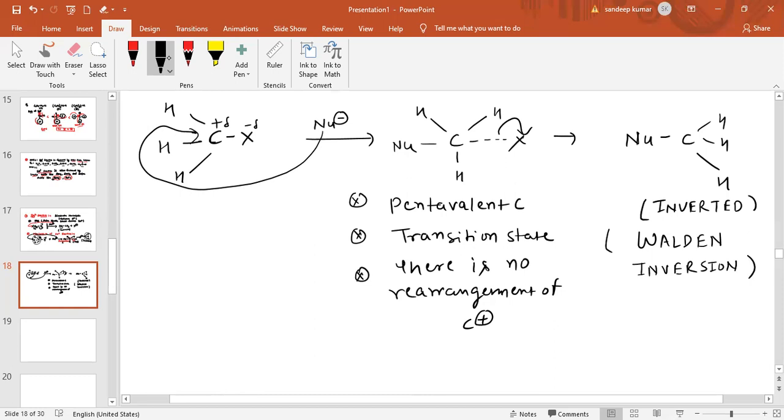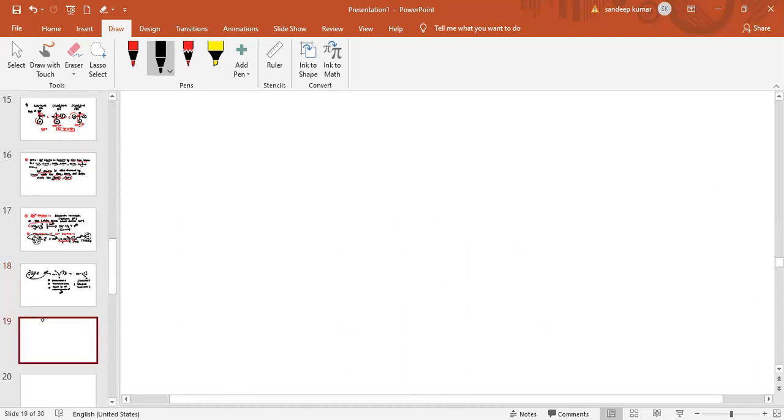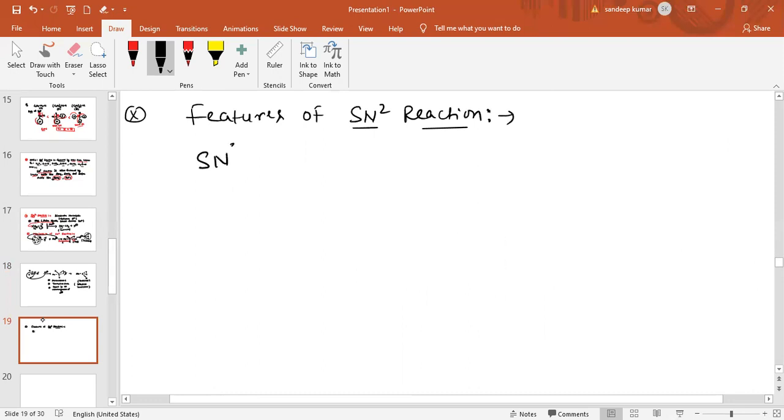So this is basically a single step reaction. Now see the features of SN2. What are the features of SN2 reaction? We are going to discuss the features of SN2 reaction. Basically the SN2 reaction is a single step reaction.